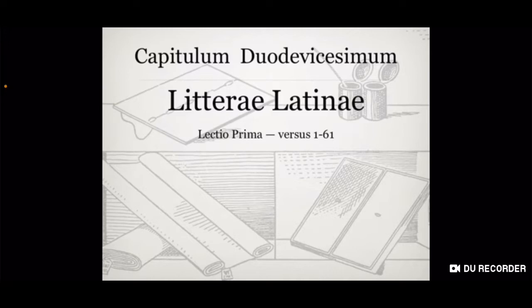Chapter 18. Literae Latinae. So in the 18th chapter, Latin letters. So we're still in the school setting, I guess. Let's check it out.